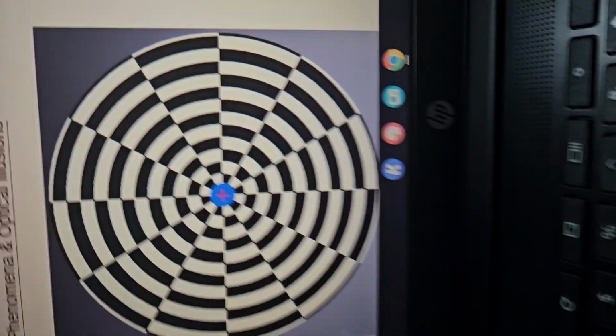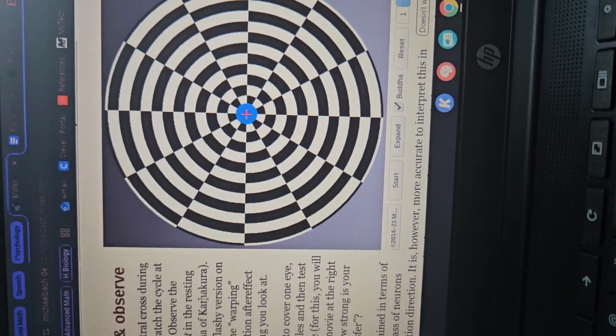Hi everyone. So today for class, we had to pick an illusion, describe the illusion, and explain what's happening in the illusion. The illusion that I decided to do was the motion effect, or the waterfall illusion, is what some people call it. So I will show you guys the illusion.